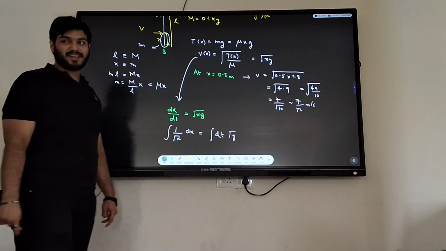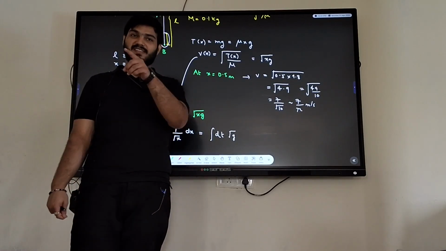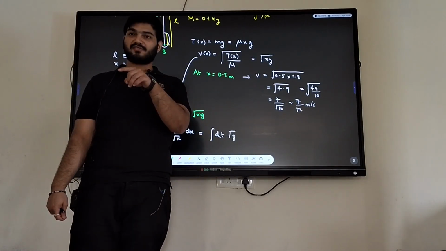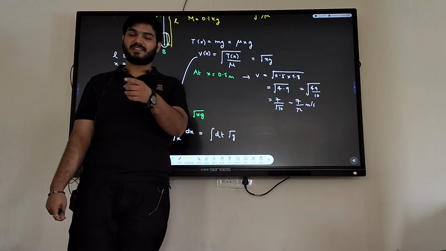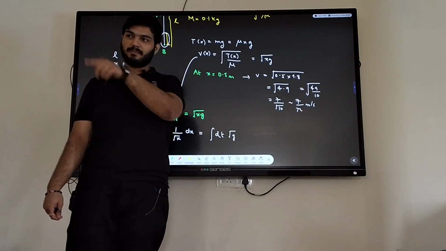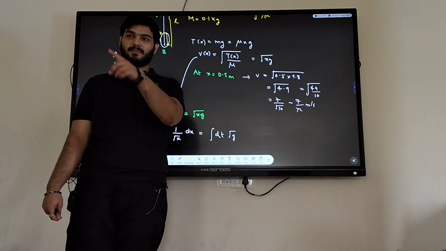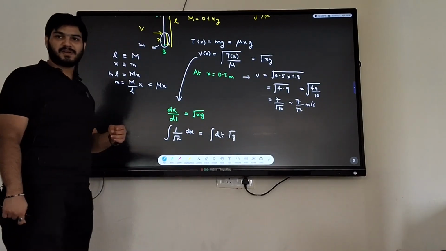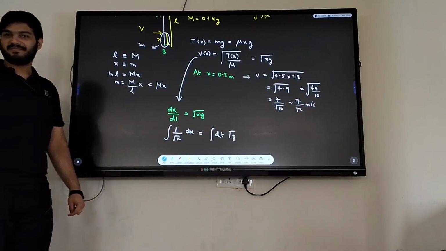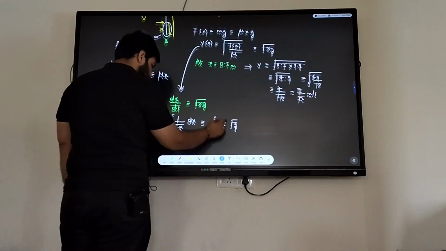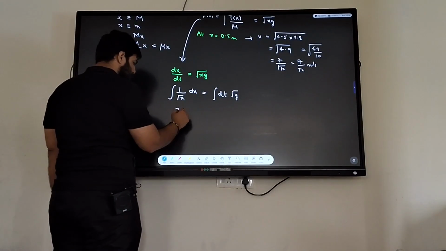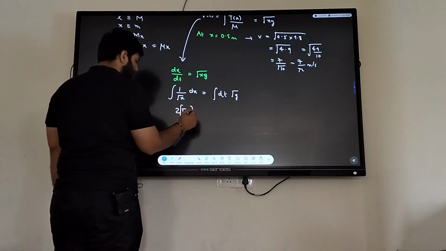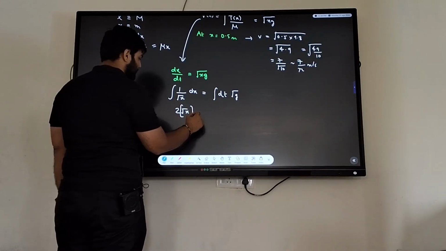Yes, 1 by root x can be written as x to the power minus half, and this looks to me like x to the power n. Then what is the integration of x to the power n? n plus 1 by n plus 1. So x to the power minus half plus 1 by minus half plus 1. That's 2 root x. Will it take this much time? Not sure. It's difficult, son, very difficult. If you do it this way, it is very difficult.